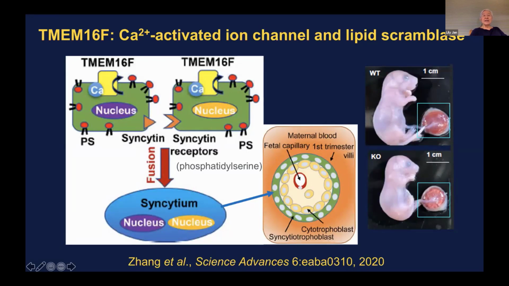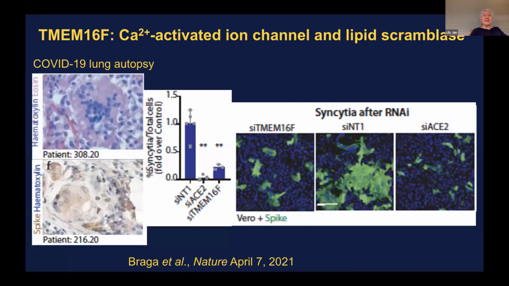So we can see the physiological importance of this by looking at the TMEM16F knockout mice. This is the study of Huanghe Yan's group at Duke. The knockout mice will have smaller placenta and also smaller mouse embryo. TMEM16F is also important for cell fusion in pathological conditions, like the lung of COVID-19 patients.